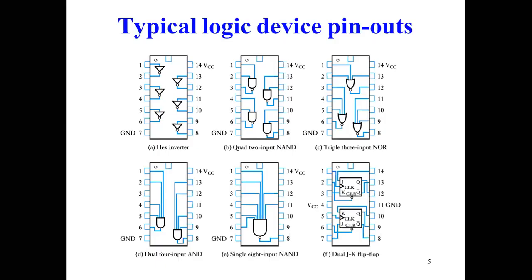So this is your AND gate IC. Pin numbers 1 and 2 are inputs, 3 is output, pin numbers 4 and 5 are inputs, 6 is output. So like this, these are the types of ICs we are using in the laboratory.